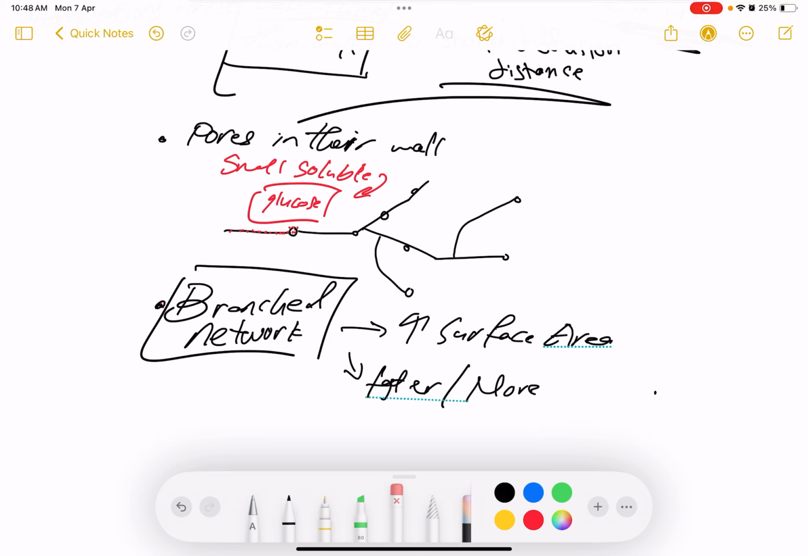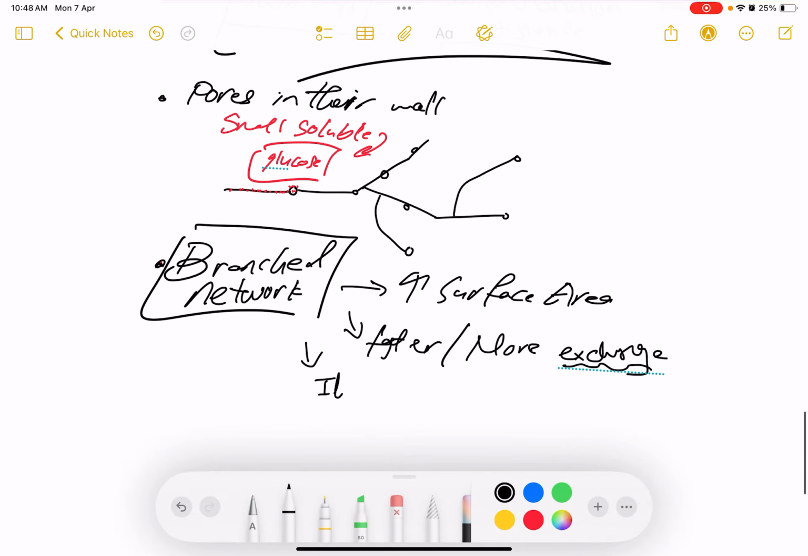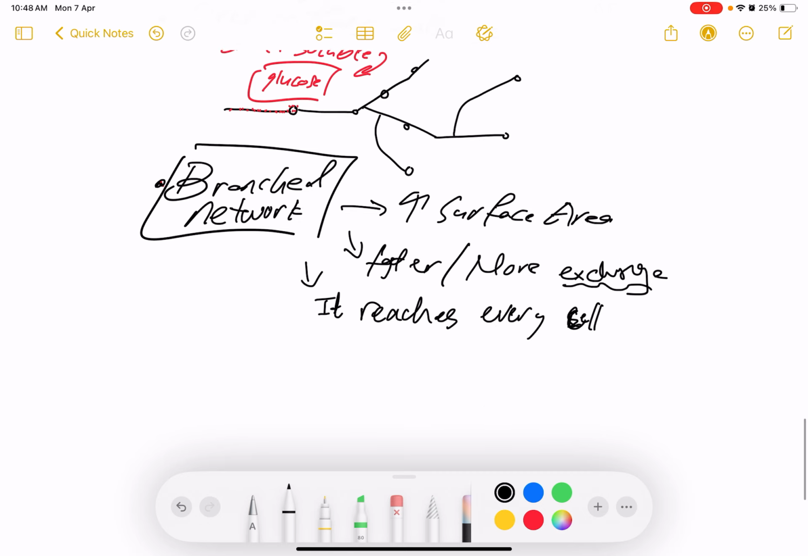Exchange, because it's not in all the cases that glucose is going to be taken by the cells. Sometimes, for example, carbon dioxide diffuses out of the cells into the blood in the capillaries. So it's always exchange, whether this was a waste or a useful substance. So you have faster or more exchange, and it reaches every cell. If it's branched, it's going to be reaching every cell by logic.